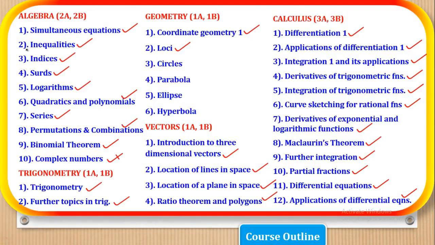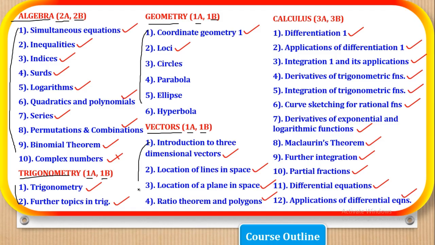Math paper 1 is divided into 5 parts. The first part is algebra, where 2 questions come in section A and 2 in section B. The next part is trigonometry, where 1 question comes in section A and 1 in section B. The third part is geometry, where 1 comes in section A and 1 in section B. The fourth part is vectors, where 1 comes in section A and 1 in section B. And the last part is calculus, where 3 come in section A and 3 in section B. What is ticked implies that the video is available on this platform.